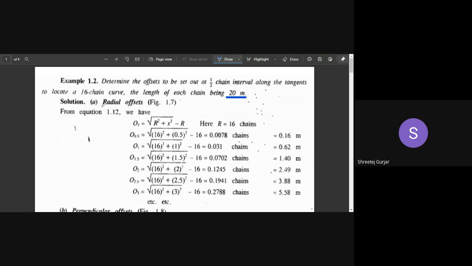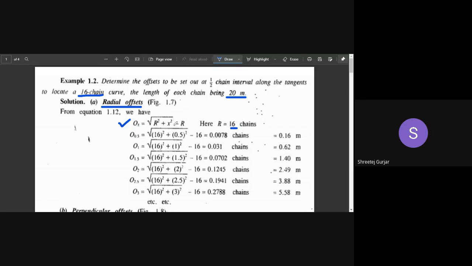Coming to the solution, we have two methods: the radial offset method and the perpendicular offset method. Coming to the first method, radial offset. We know this formula: OX, any offset at a distance x, is equal to square root of r square plus x square minus r, where the radius is given as 16 chains. We will keep it in chains itself. R is equal to 16.